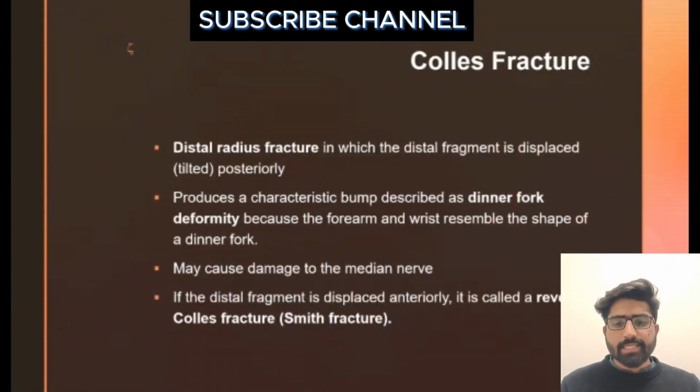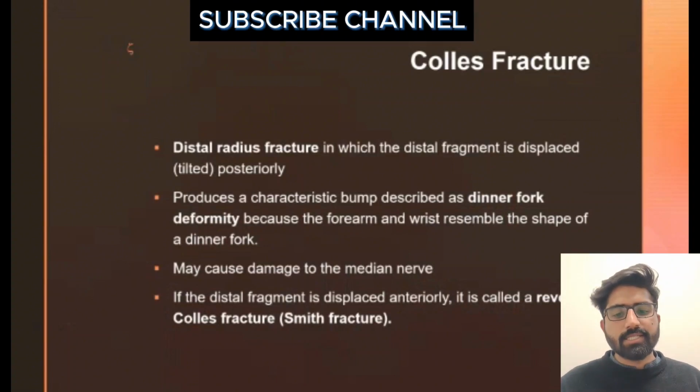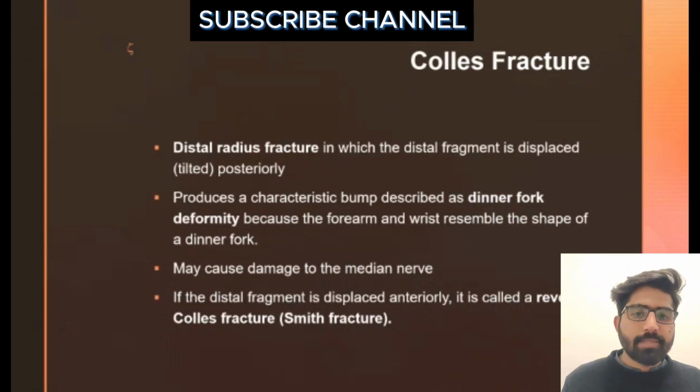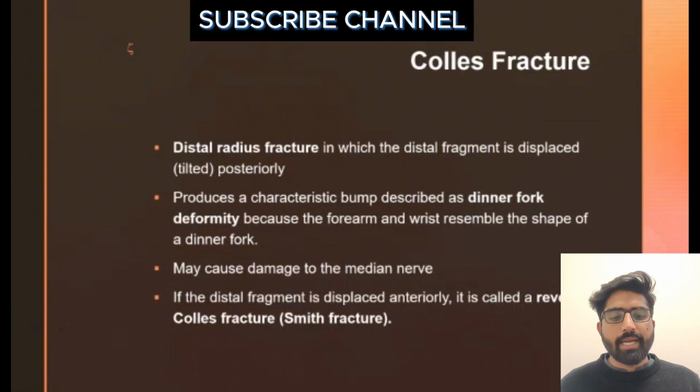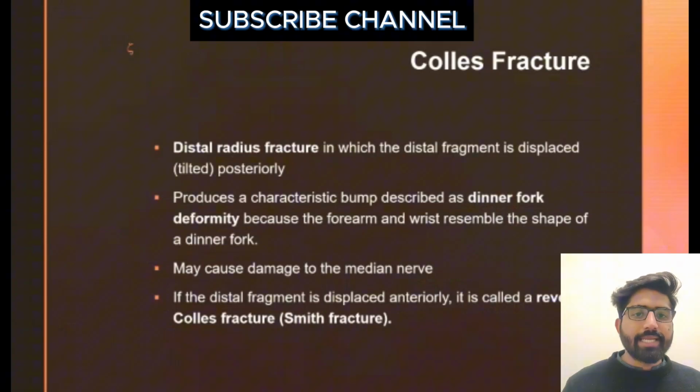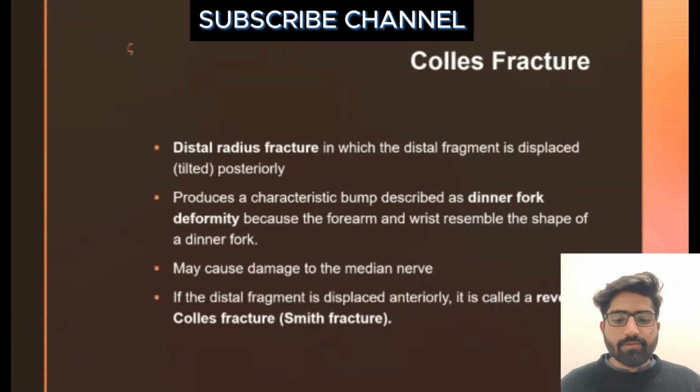What is the Colles fracture? It is a distal radius fracture in which the distal fragment is displaced or tilted posteriorly or dorsally. It produces a characteristic bump described as a dinner fork deformity because the forearm and the wrist resemble the shape of a dinner fork. It may cause damage to the median nerve. If the distal fragment is displaced anteriorly, then we label it the reverse Colles fracture or Smith fracture.